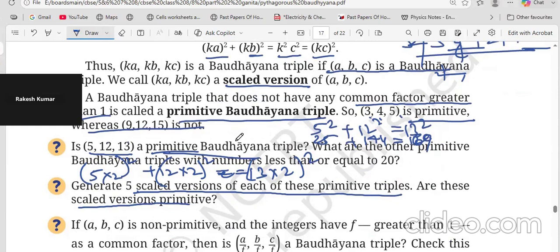So this is 10 squared, so 10 squared is 100. This is 24 squared. So 24 squared is how much? 576. This is 26 squared. 26 squared is 676. So this is also true. So these are scaled versions. This is one scaled version. You can also do it by 3, 4 and so on.